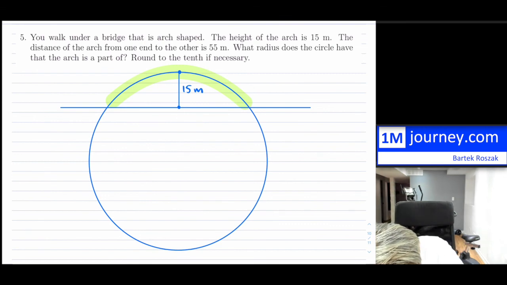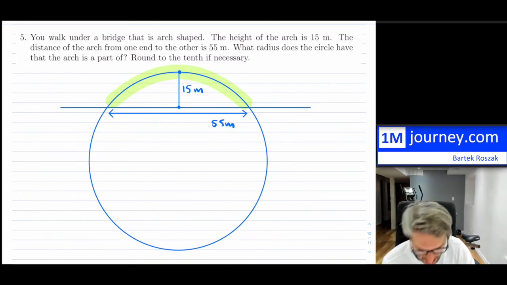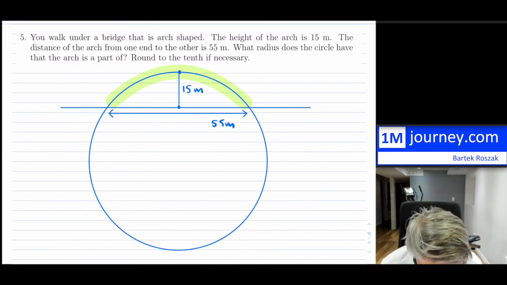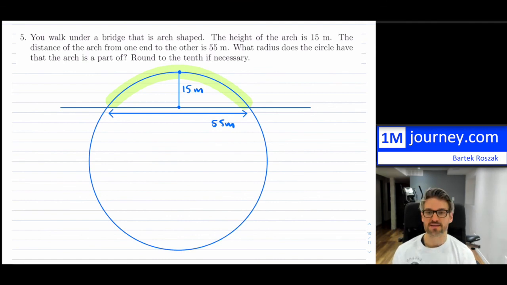And then they're saying that you have this distance right here, from here to there. That is equal to 55 meters. And now they want to find out the radius of the circle that creates this arch. So if we extended it all the way around, we would obviously have a radius.